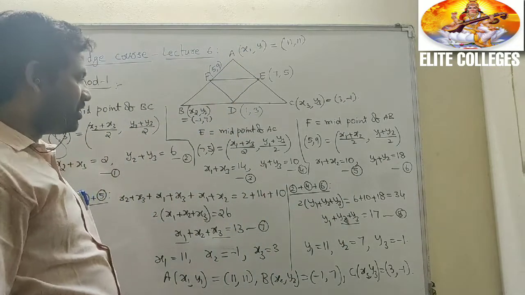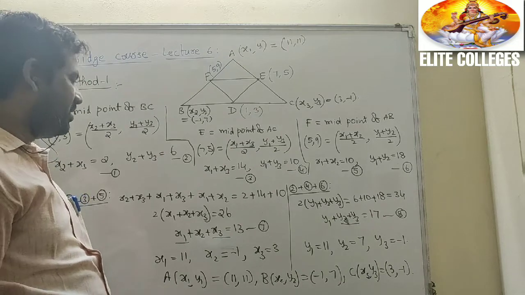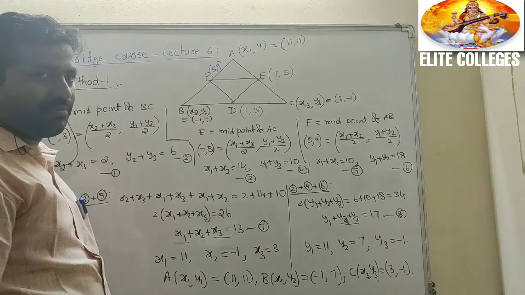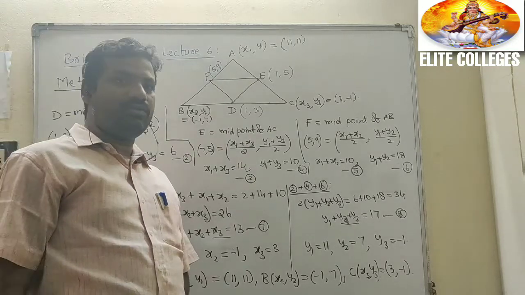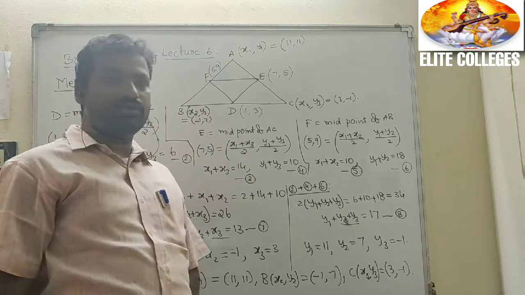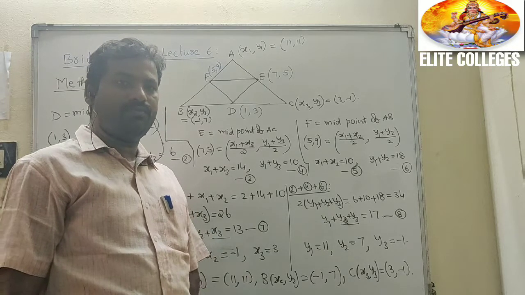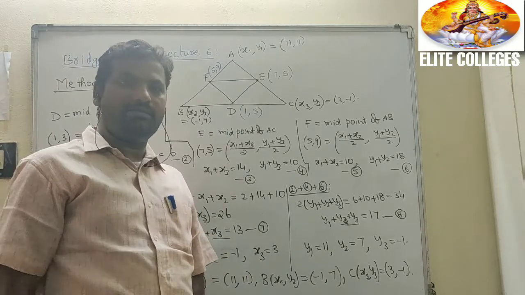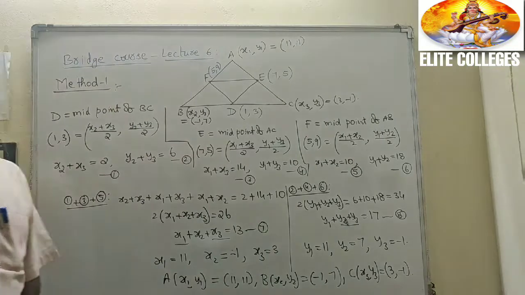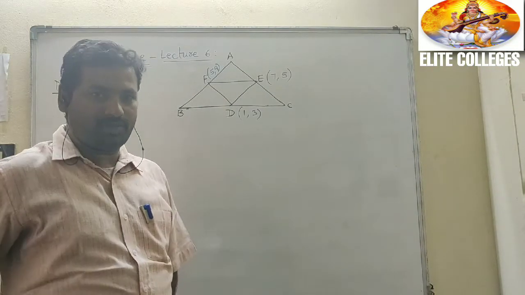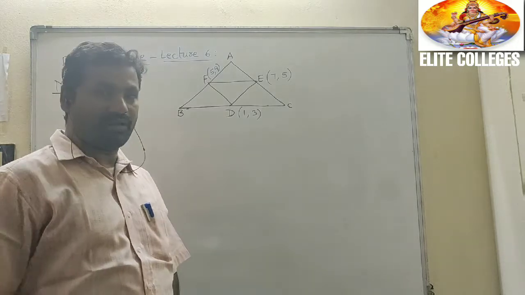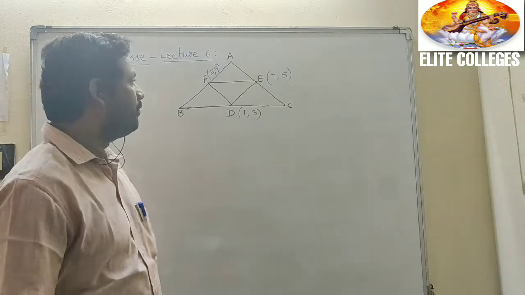Okay. So in this way we solve the 6 equations and we get the answer. So A point, B point, C point, in this way we get. Okay students, now let us go through method 2. Method 1 we have solved already. Now see method 2.